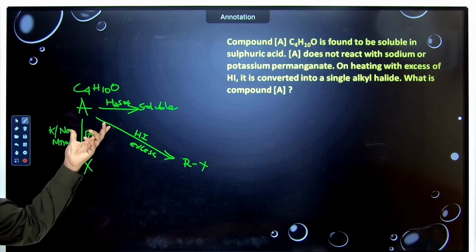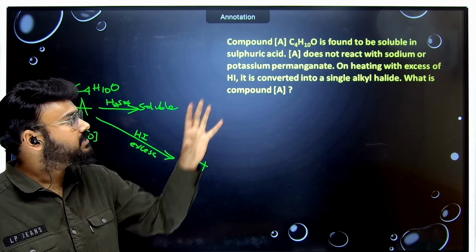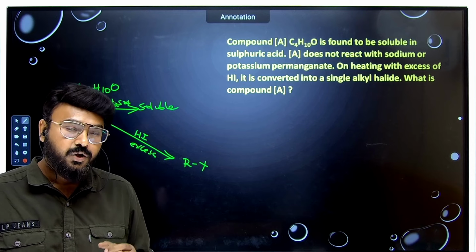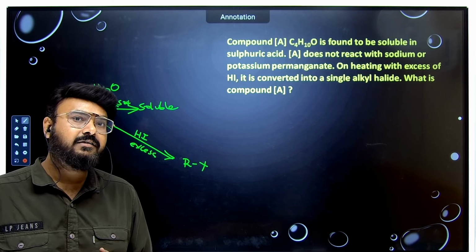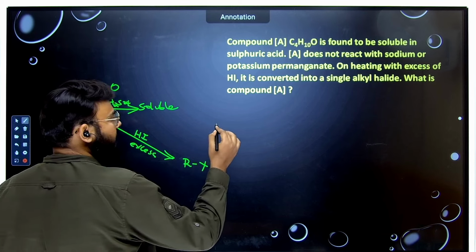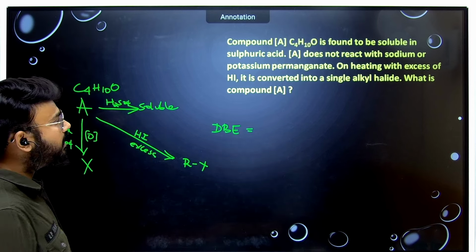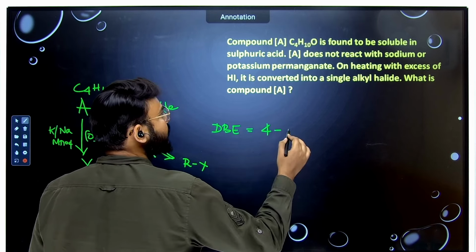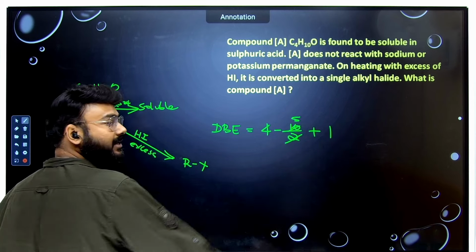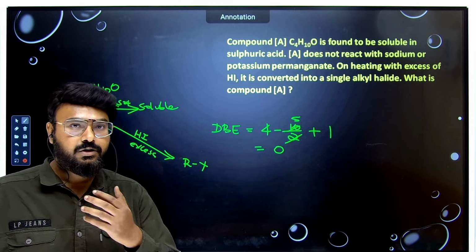So we need to understand what A is. Again, it has one oxygen, so it can be alcohol, ether, or aldehyde. To exactly understand what compound this is, first find out whether the double bond is there or not. So DBE, we'll apply the same formula. There are 4 carbons, minus total hydrogen 10 by 2 plus 1. So you can see 4 minus 5 plus 1, double bond is 0. That means the possibility of aldehyde is ruled out.